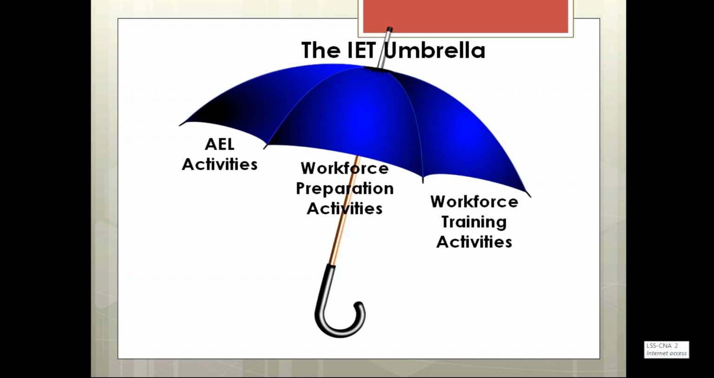That gives us the definition of IET. If we look at this umbrella, this is our definition. IET provides adult education and literacy activities concurrently and contextually with workforce preparation activities and workforce training. Another key element of this is that these 3 components are meant to be provided in a balanced way.